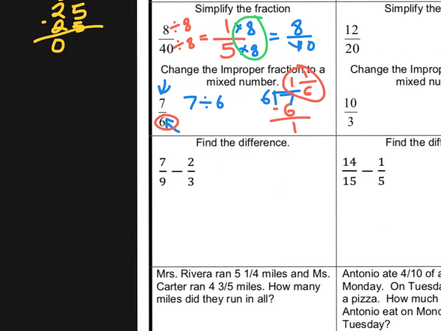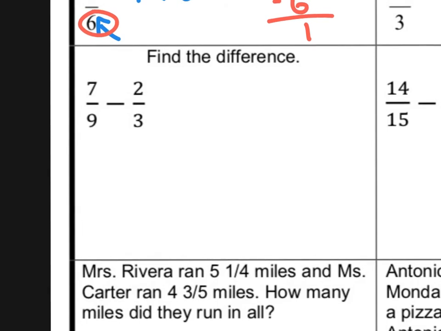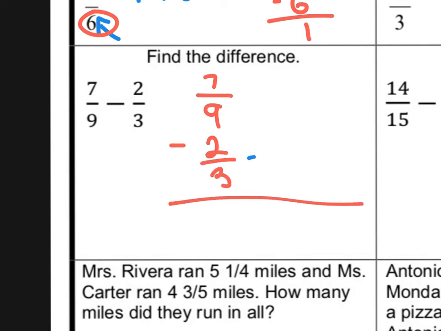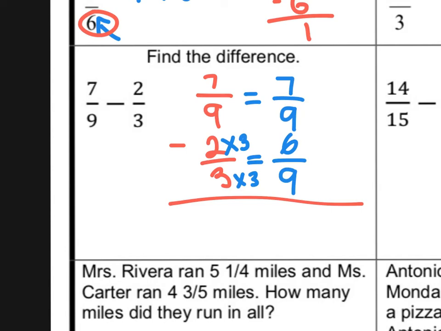For the next one, it says find the difference. So let's go and write this vertically. Here's 7/9 minus 2/3. Our step 1 is to find a common denominator, least common multiple, and they both have the number 9 in common. And this guy can just stay the same. This one needs to be times 3 and times 3, which gives us 6. So now we know that 7 minus 6 is 1, and then we're working with 9, so it would be 1/9.